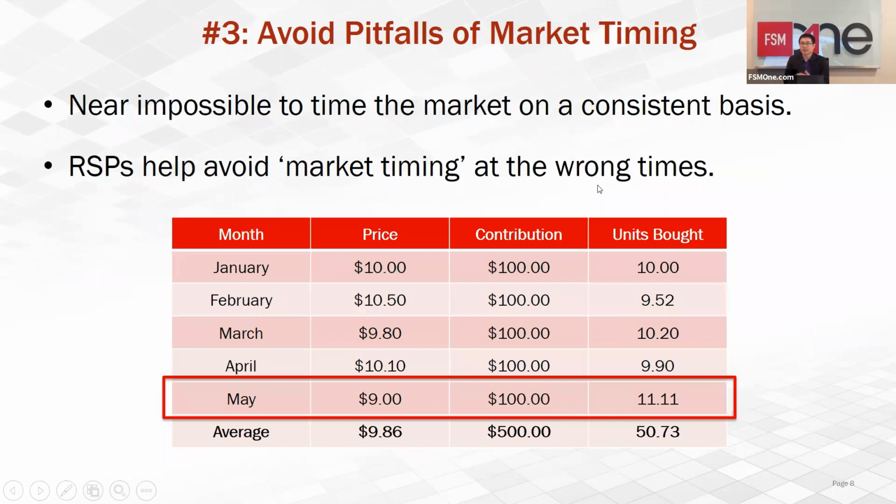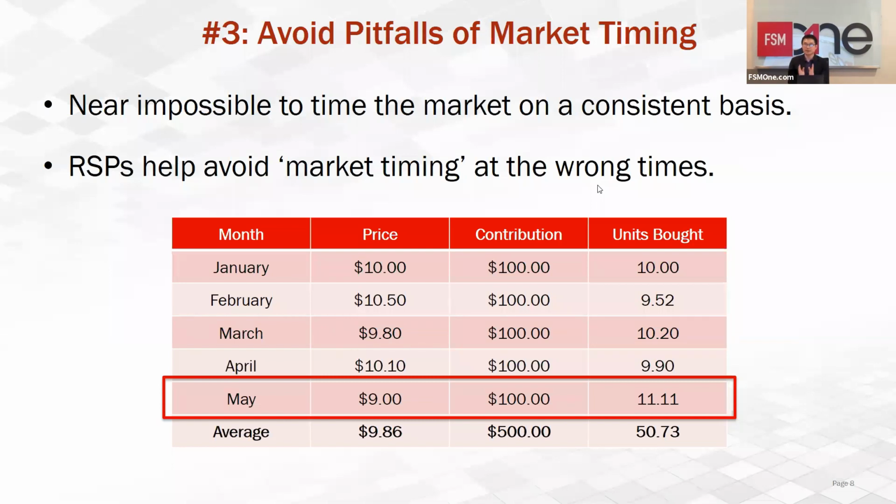Okay, so the next benefit of RSPs is that it helps us to avoid the pitfalls that are generally associated with market timing. I think I've said this just now, but for those investors who are trying to catch the bottom of the market, it is possible to do that, but it is near impossible to do this on a consistent basis. Not even Warren Buffett can time the market on a consistent basis. And RSPs can help us to avoid market timing at the wrong times.